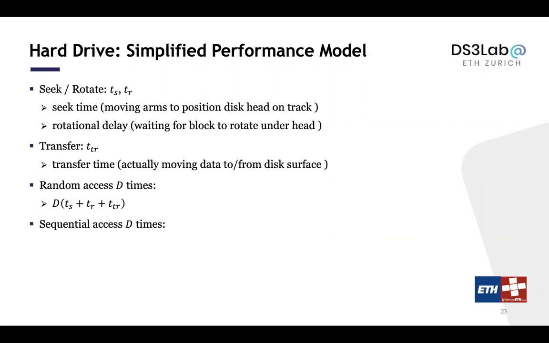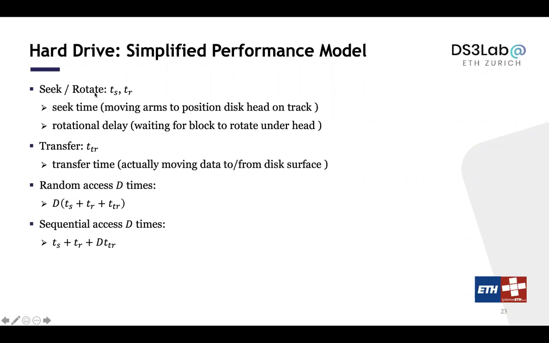And then you could do sequential access, in the sense that all those D pieces of information are sequentially stored on your disk. In this case, I only need to seek and rotate once, and then I can keep transferring data from my hard drive to my main memory. So as you can see, how your data is stored on your hard drive, their locality, has a huge impact on the performance.